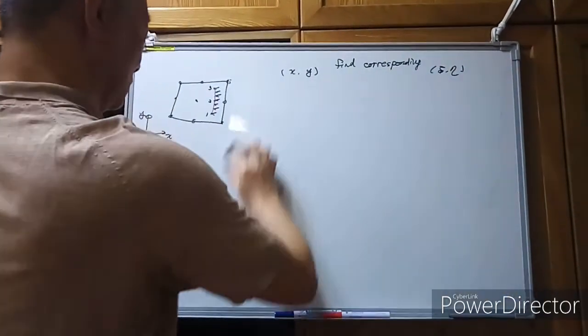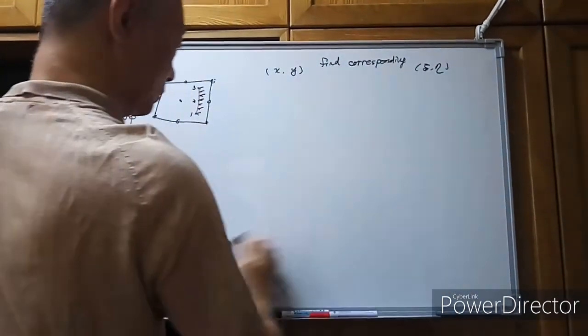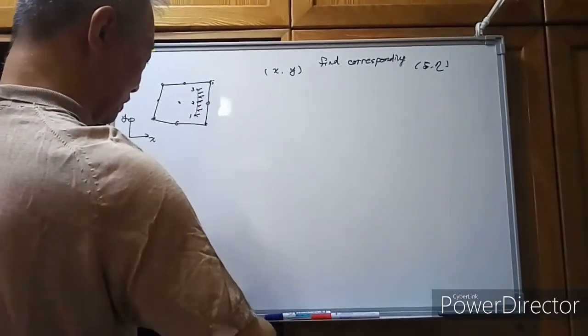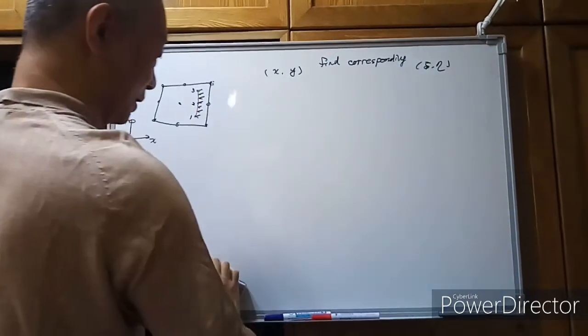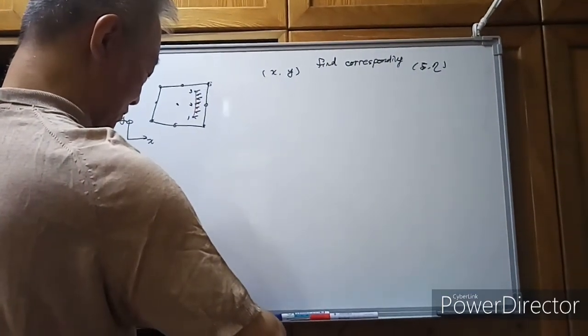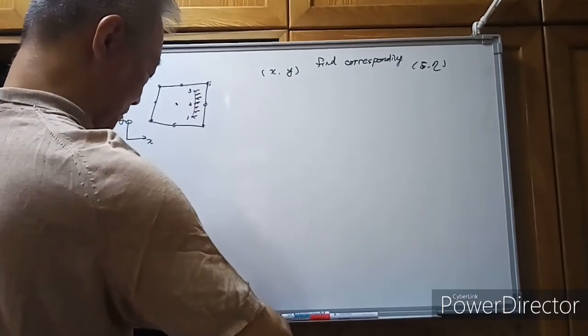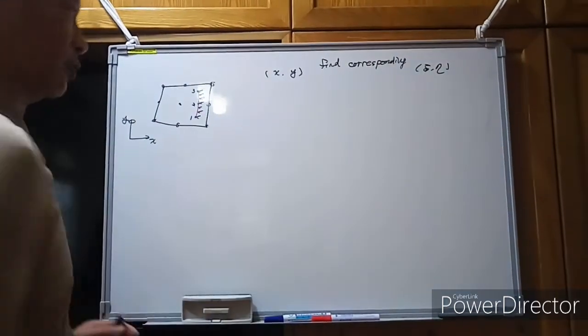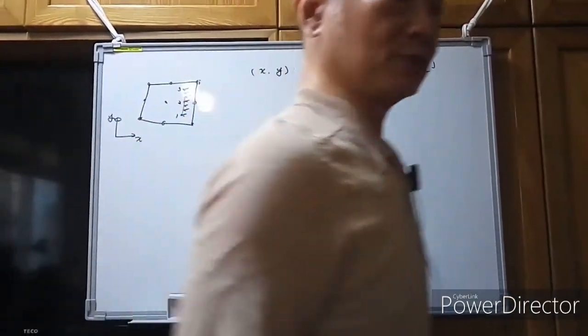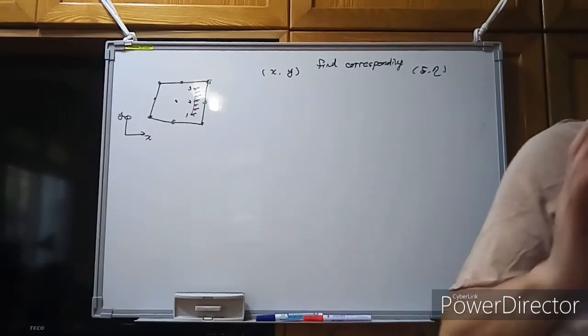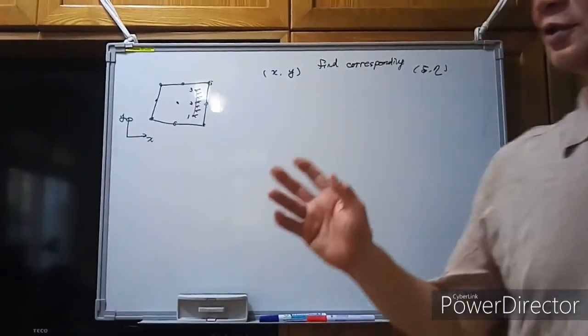So for a set of known x, y, we can always find the corresponding c and eta. For this problem, we have three points: x1, y1, x2, y2, and the third point.